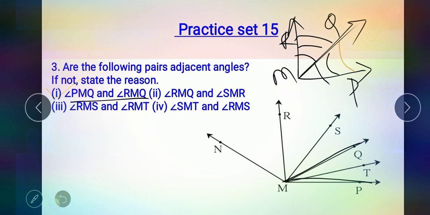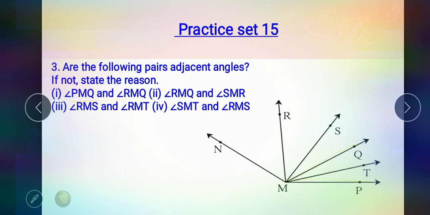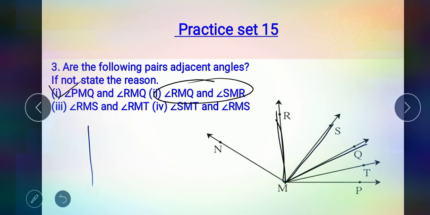In the same way, I'll talk about the second pair. When we talk about RMQ and SMR, these two angles, see, I'll draw, students.